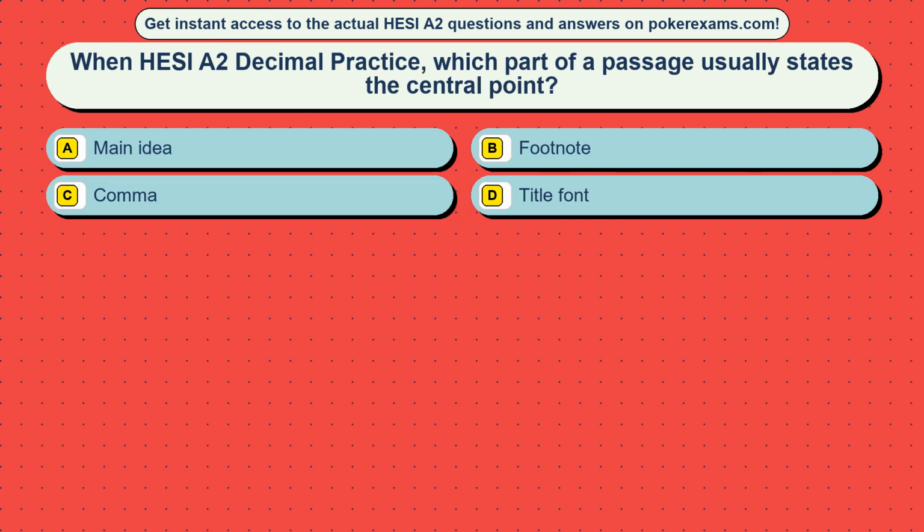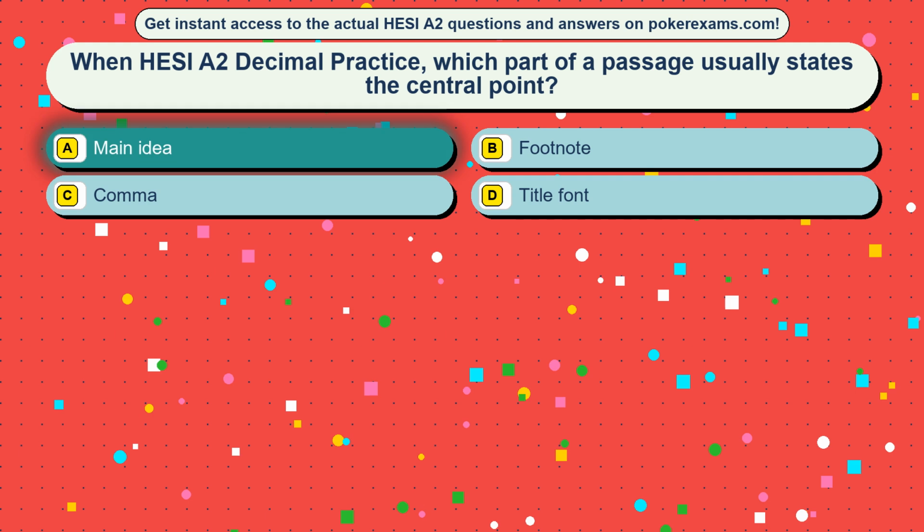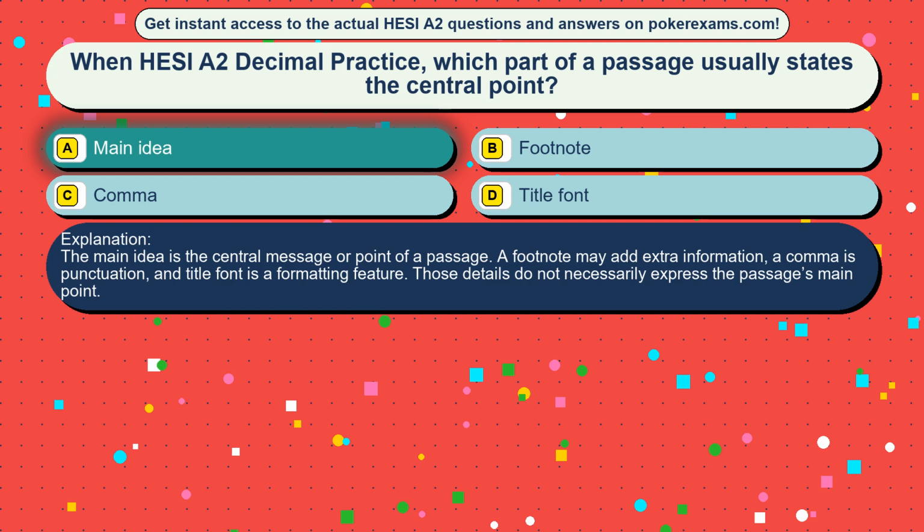Question 9. When HESI A2 Decimal Practice, which part of a passage usually states the central point? Option A, main idea. Option B, footnote. Option C, comma. Option D, title font. The correct answer is option A, main idea. The main idea is the central message or point of a passage. A footnote may add extra information, a comma is punctuation, and title font is a formatting feature. Those details do not necessarily express the passage's main point.